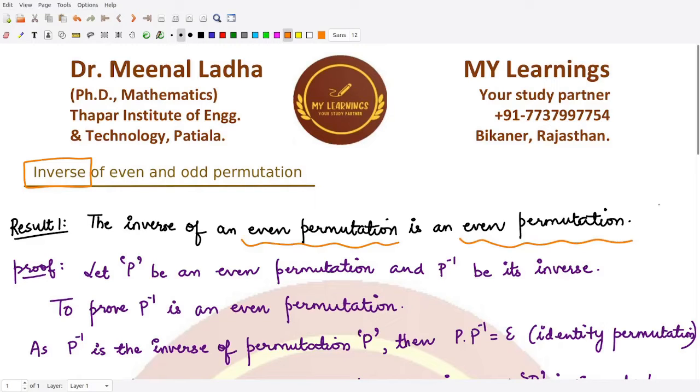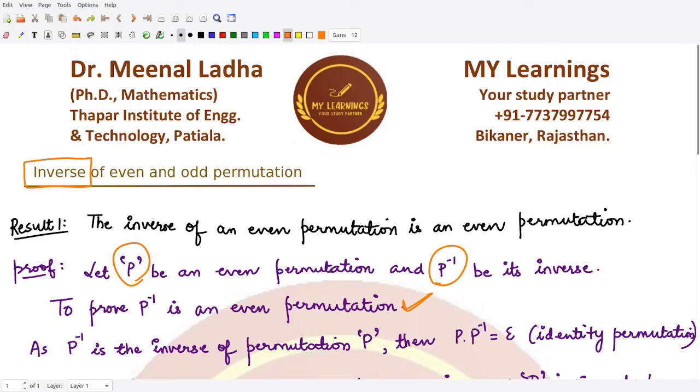Let's try and prove the result. The proof is very simple here. We first assume P to be an even permutation, and we will prove that its inverse, which we denote by P raised to power minus 1, is an even permutation. Because this is an inverse, when we compose the permutation P with the permutation P inverse, we would have the identity permutation.